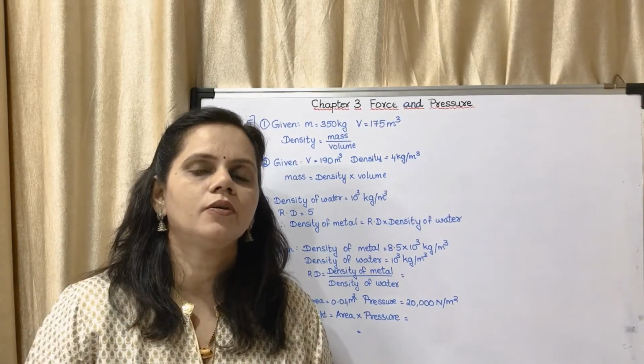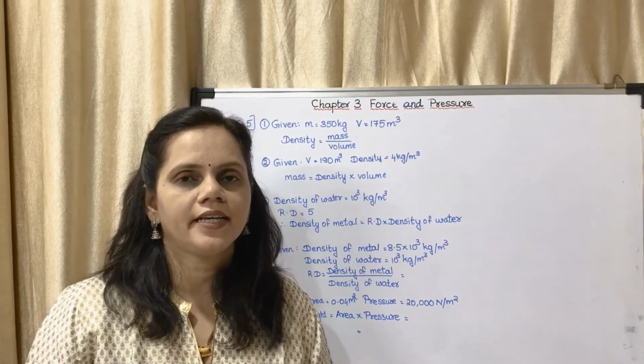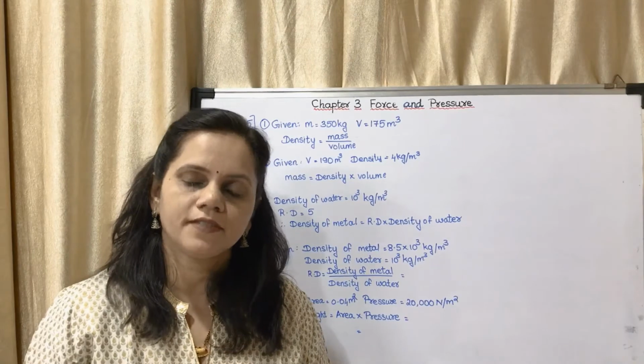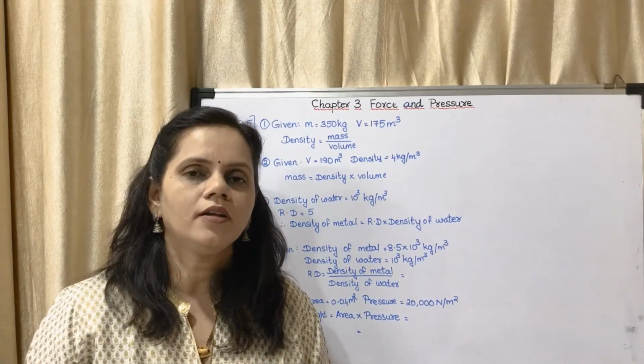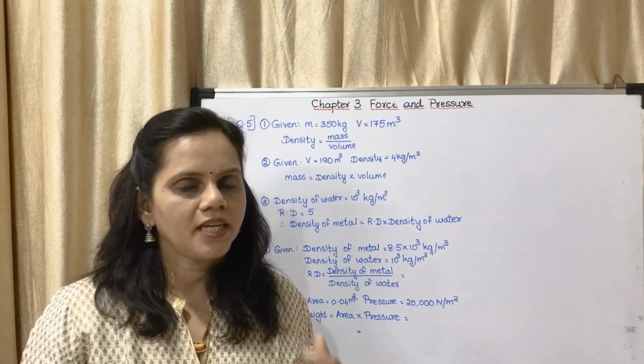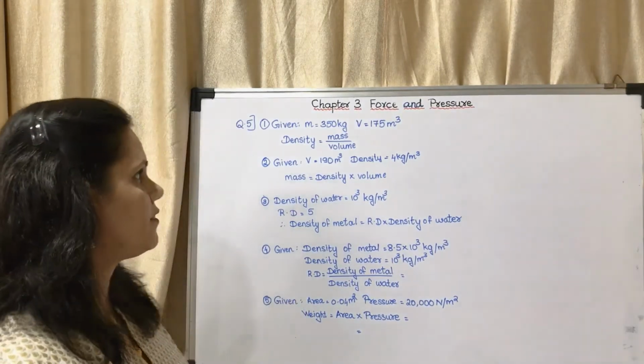Density is equal to mass upon volume. And relative density is equal to density of substance upon density of water. Okay, now based on these three equations, this table is. Okay, we will see the first one.